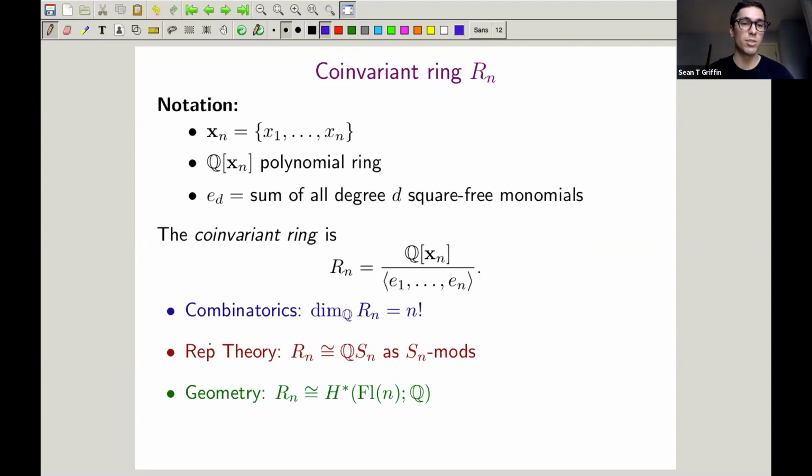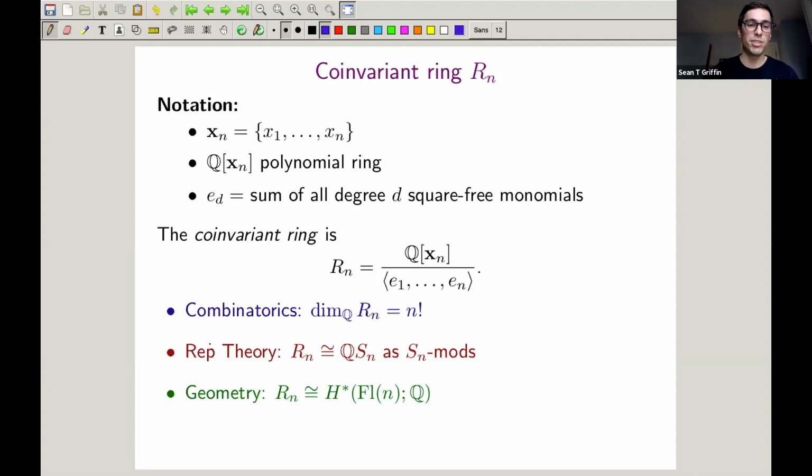Josh talked about the coinvariant ring of type A, which is the following quotient of the polynomial ring by all of the elementary symmetric polynomials. We'll denote that by Rn. It has several connections to these three areas. In particular, its dimension is n factorial. It has some nice bases indexed by permutations, like the Schubert polynomials. Representation theory, because it has an Sn action permuting the variables, and it's isomorphic to the regular representation as an Sn module. And geometry, because it's isomorphic to the cohomology ring of the complete flag variety.